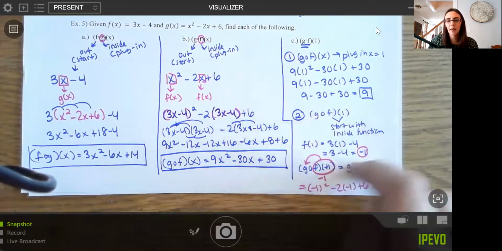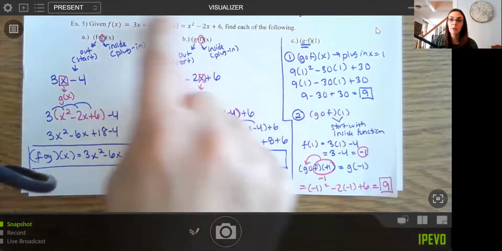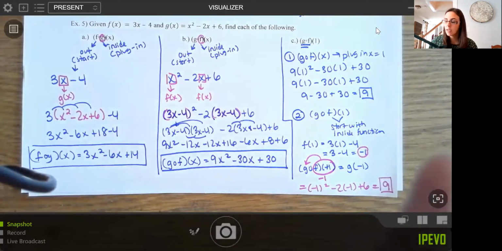And again, this is helpful because sometimes they may not give you the full functions. They may give you the graphs instead or just tables instead. And you can use this technique to find the answer still.